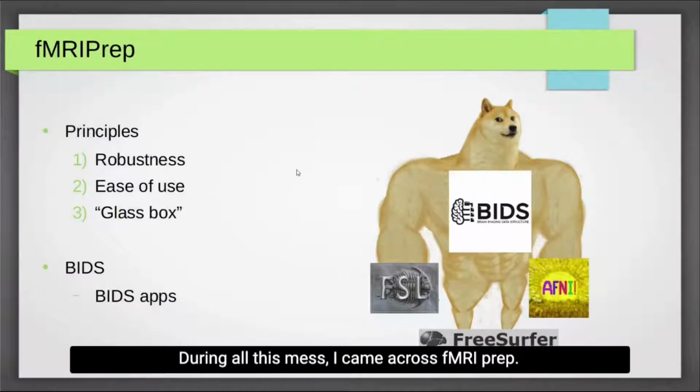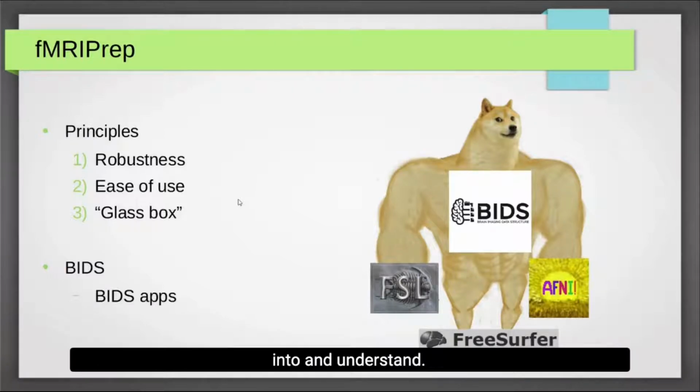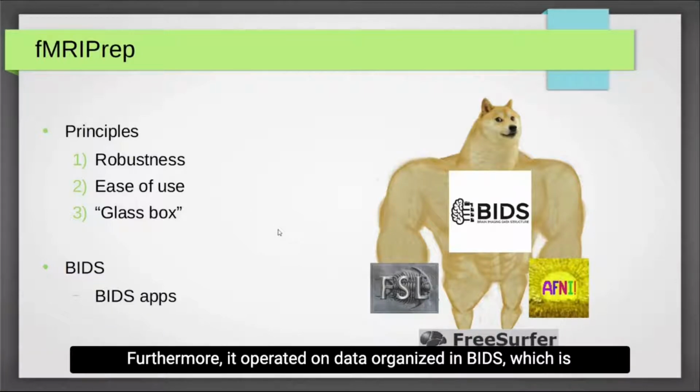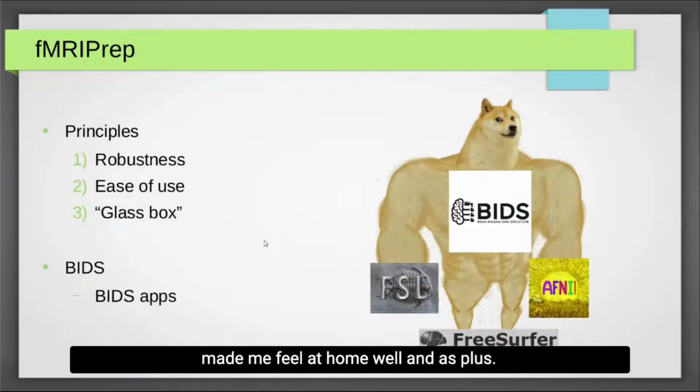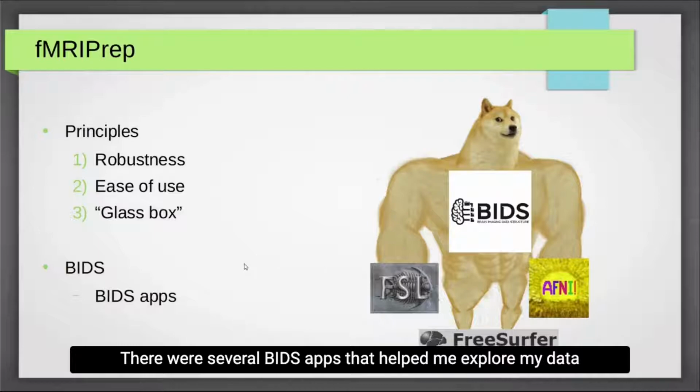During all this mess, I came across fMRIPrep. As a programmer, I quickly found myself at home with fMRIPrep, since it was an open source software that shared the same values I did. It was robust, it was easy to use, and most importantly, it was a glass box that anyone can look into and understand. Furthermore, it operated on data organized in BIDS, which is a standard machine-readable data structure that once again made me feel at home. And as a plus, there were several BIDS apps that helped me explore my data in various ways.